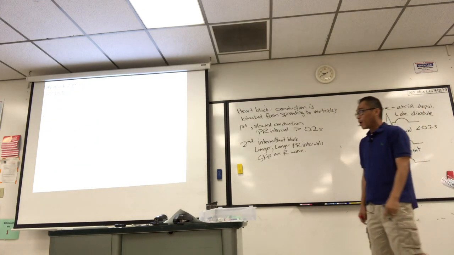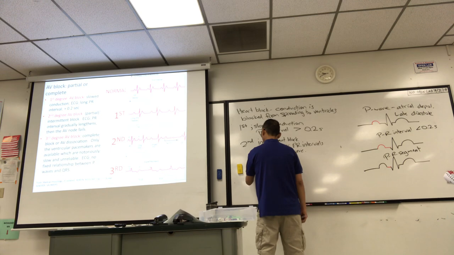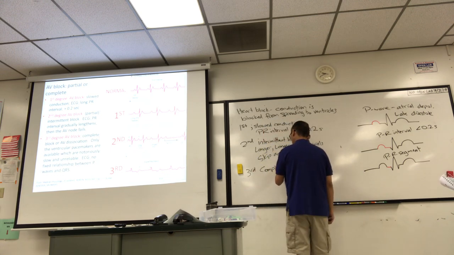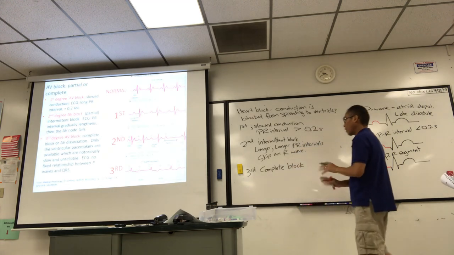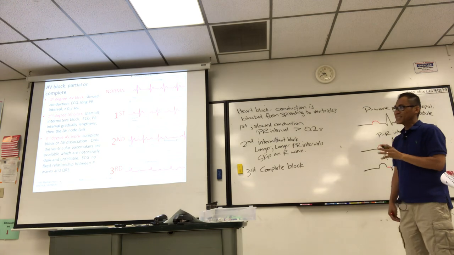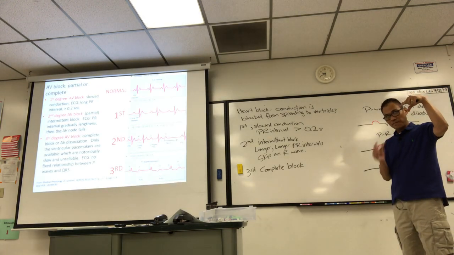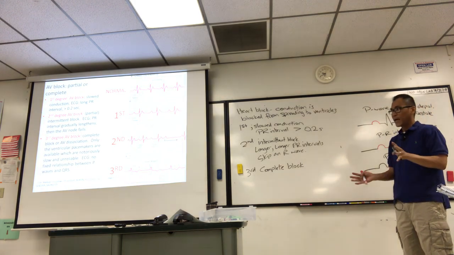The third degree heart block is complete block. The signal isn't getting down at all. So when the signal doesn't get down at all, you have a complete dissociation between the atria and the ventricles. They're just beating on their own time. Each is on its own time. They're completely out of sync.